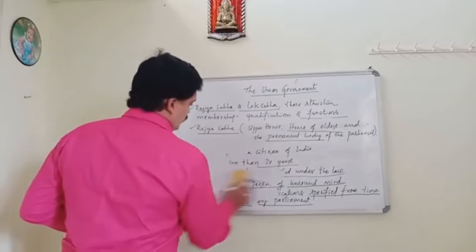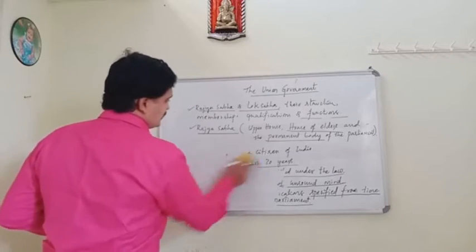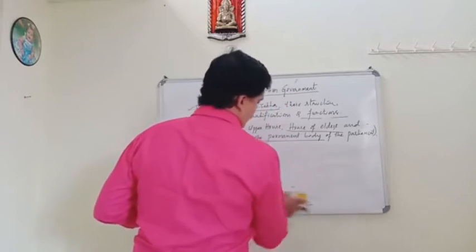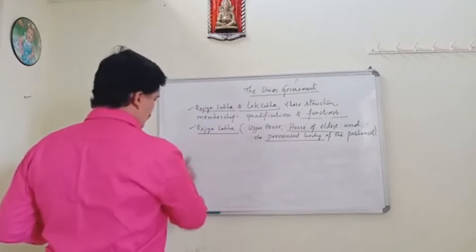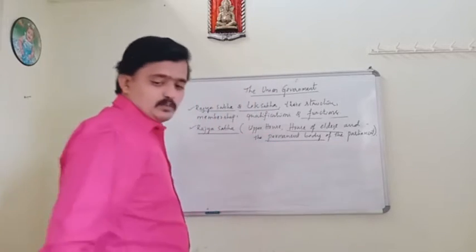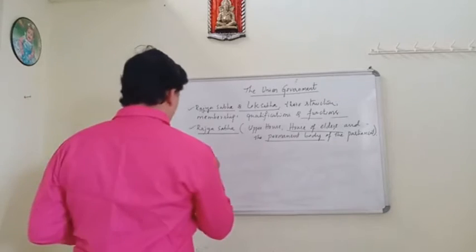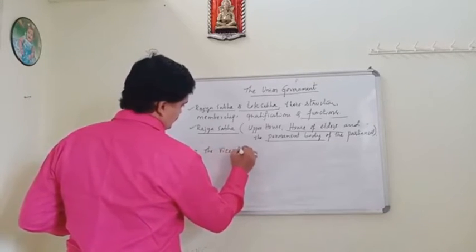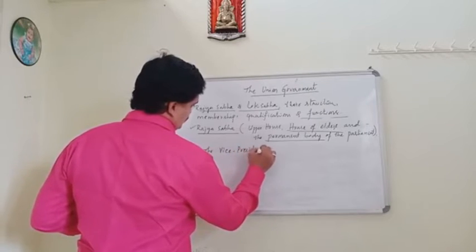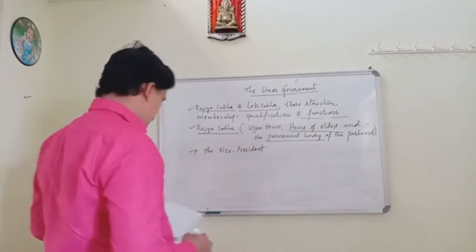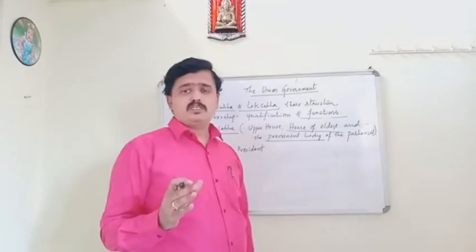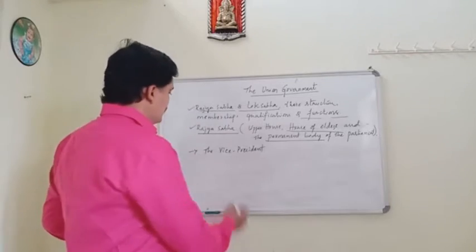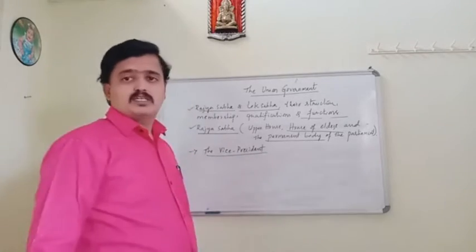And who is the chairman of this Rajya Sabha? Who plays the chairman role in the Rajya Sabha? It is the Vice President of India. The Vice President is the chairman of the Rajya Sabha here.